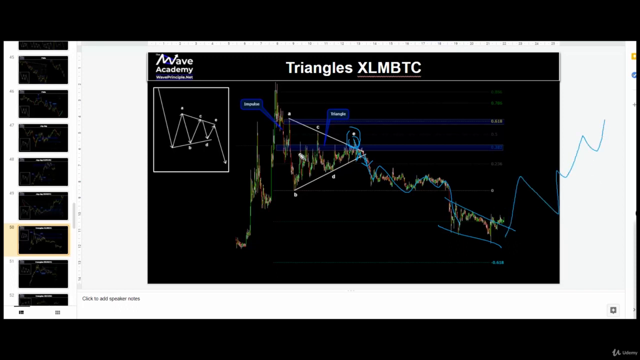Who knows? But for now, this is a triangle. It's in A and B or C, or 1, 2. But for now, this is a triangle, and it happened, and 1, 2, 3 happening at wave B. So my guess is it's not going very far to the downside, but for now, we know that this went down because it happened after this impulse down. And maybe here I have some sort of ending diagonal.